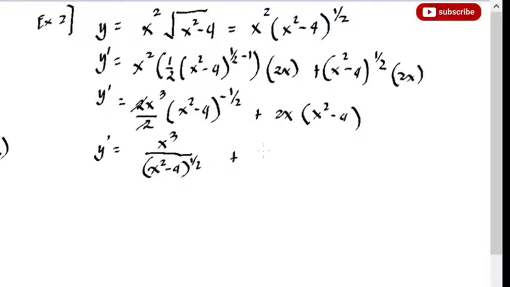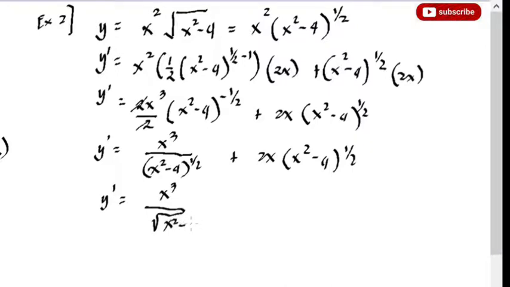Plus, sorry, dapat may 1 half dito, ano? 2x and then x squared minus 4 to the 1 half. If we put that into a radical sign, that is x cubed over square root of x squared minus 4, right? Plus 2x and then x squared minus 4 to the 1 half, lagay natin sa radical, square root of x squared minus 4. Kung tutusin, ito na yung kanyang sagot.